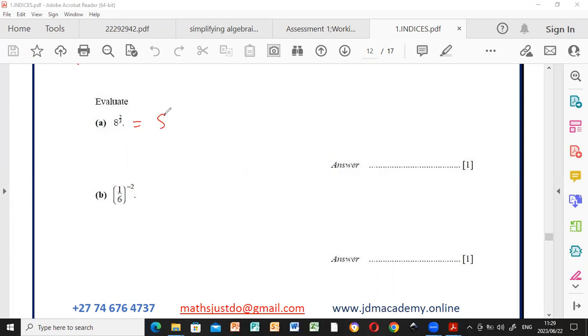a to the power of 2/3 is the same as a to the power of 1/3, to the power of 2.